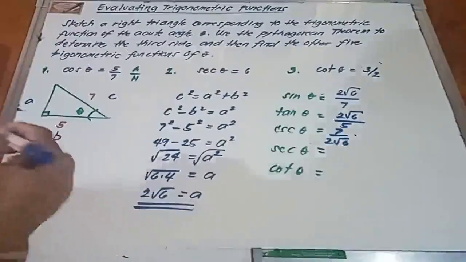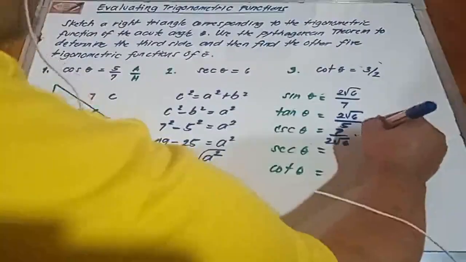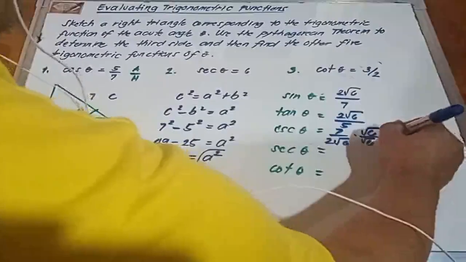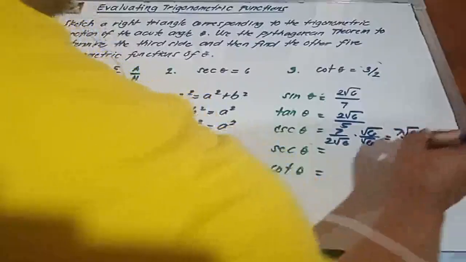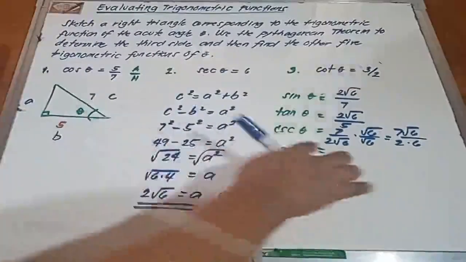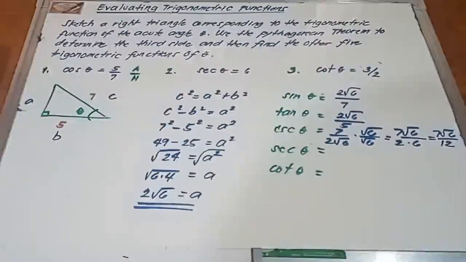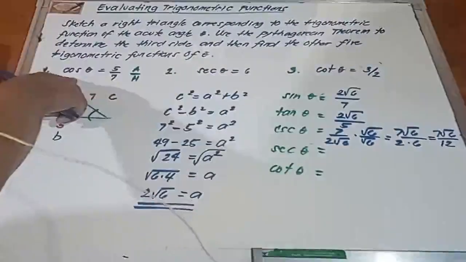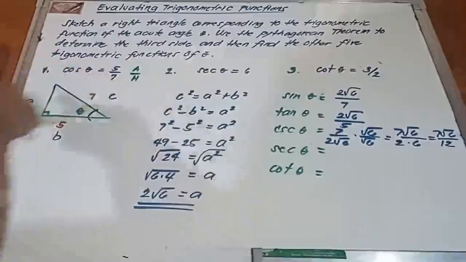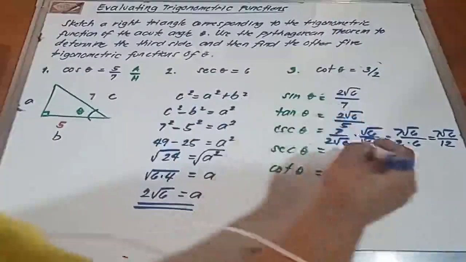But kung ra-rationalize natin, multiply natin ng square root of 6 yung taas at baba. So that is 7 square root of 6 over 2 times 6, right? And square root of 6 times square root of 6 is 6. So we have 7 square root of 6 over 12. Okay? And for secant, reciprocal lang ni cosine. If cosine is 5 over 7, therefore secant is 7 over 5.